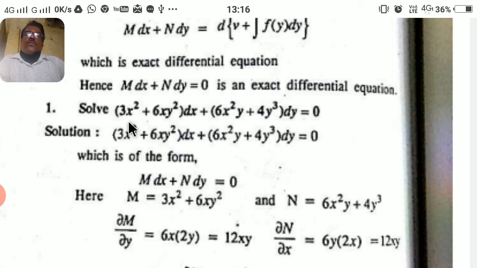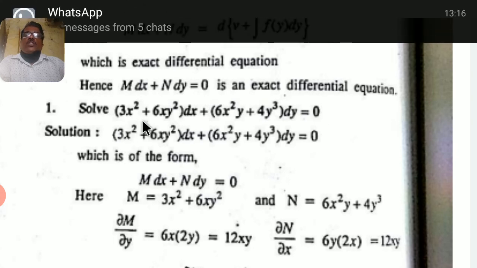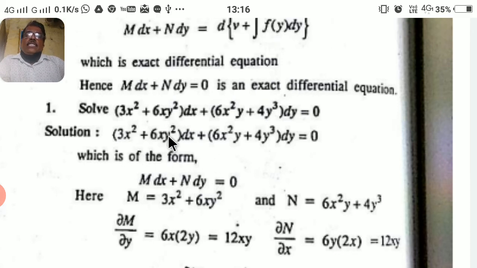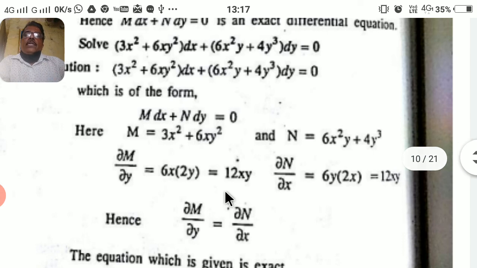Solve (3x² + 6xy²) dx + (6x²y + 4y³) dy = 0. This is the given differential equation, of the form m dx plus n dy. So m is 3x² plus 6xy² and n is 6x²y plus 4y³. To prove that the given equation is exact, we have to show that ∂m/∂y is equal to ∂n/∂x, right?